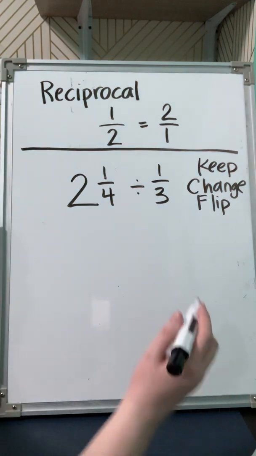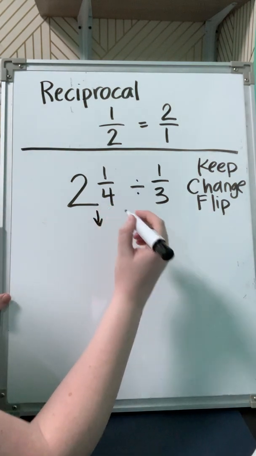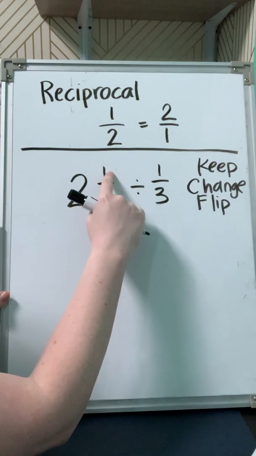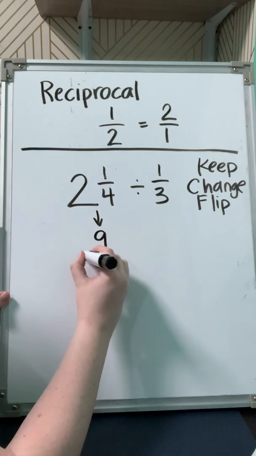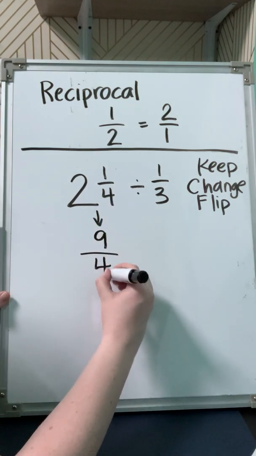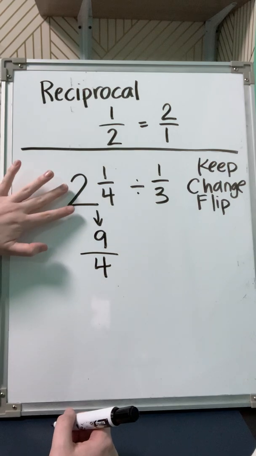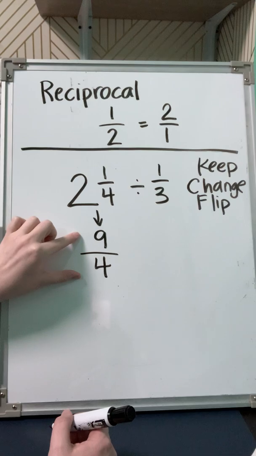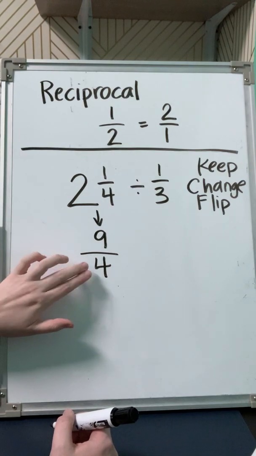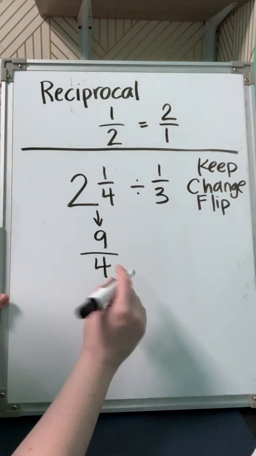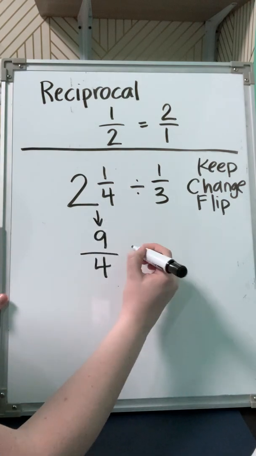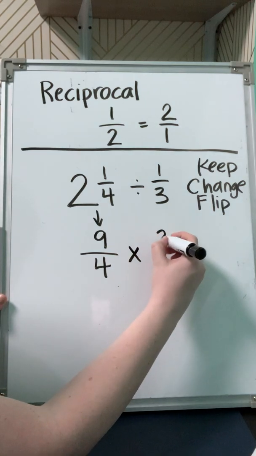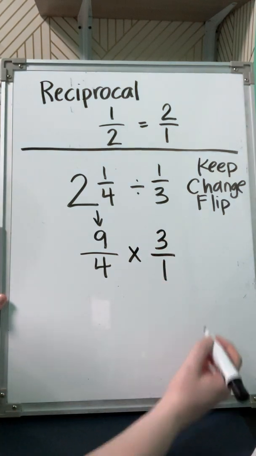We would have to turn this into an improper fraction. So that's no big deal. We're going to change this. So 2 times 4 is 8. 8 plus 1 is 9. And we just bring down the same denominator. So technically we didn't keep this exactly the same, but 2 1/4 is the exact same as 9/4. So really we are keeping it the same. We just wanted to turn it into an improper fraction. So keep, now we're going to change division into multiplication, and we're going to flip our second fraction, to 3/1.